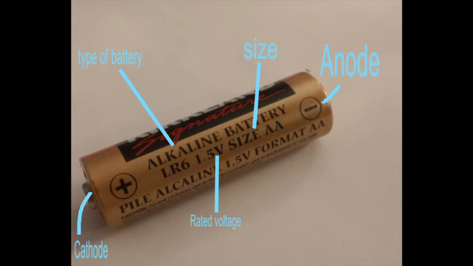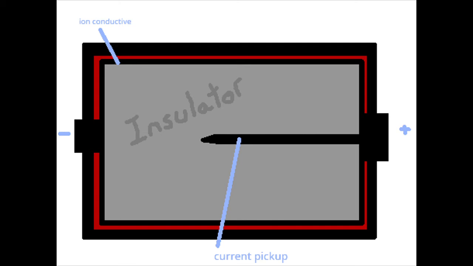current. This is a picture of a real-life battery, and on that battery there's a bunch of information. For example, the plus and minus signs indicate the positive and negative terminals. There's also information on the battery, like rated voltage and what type of battery.